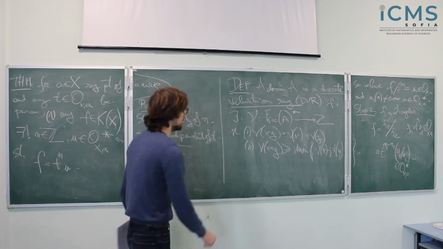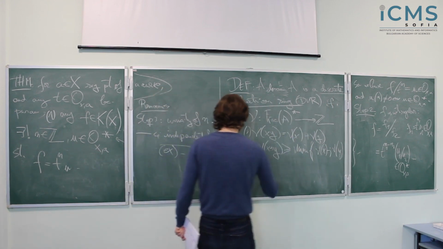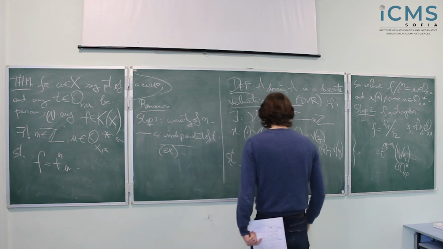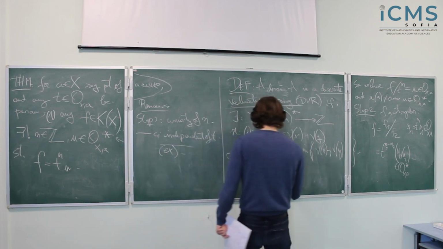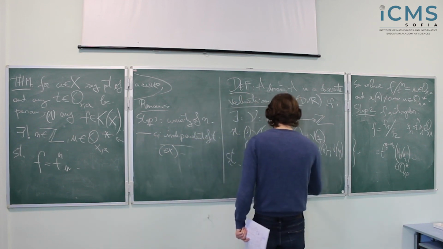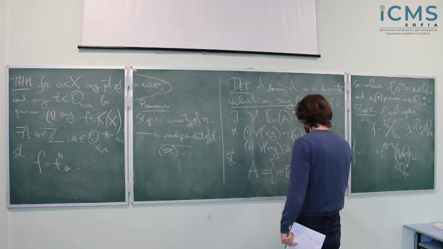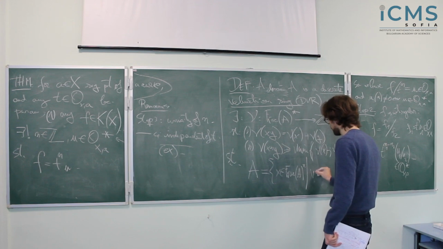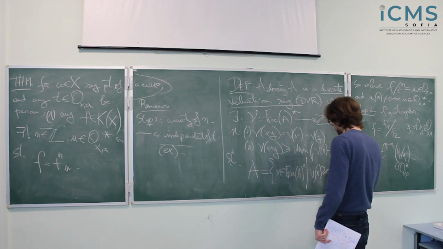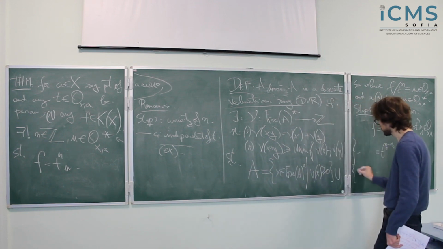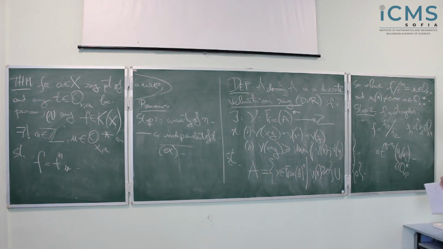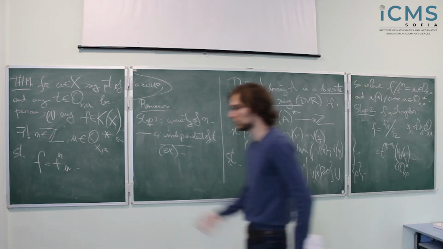Such that A is the set of positive values. So this is the set of x in its own fraction field such that mu of x is positive, and we need the 0 as well.